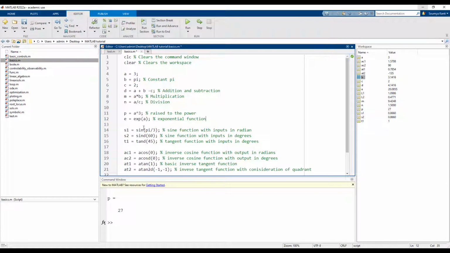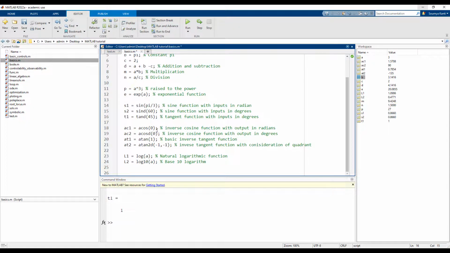Okay. So now coming to a few trigonometric functions. You can do sine of pi by 3, but remember this is the sine function, this is in radians, and if you want to input the values in degrees, you need to use the sind function. Similarly cosd, tand. So actually I'll show you both of them, s1 and s2 actually give the same value, but the inputs are in different formats. Okay. Similarly tan 45 is 1, so you can see this is 1.